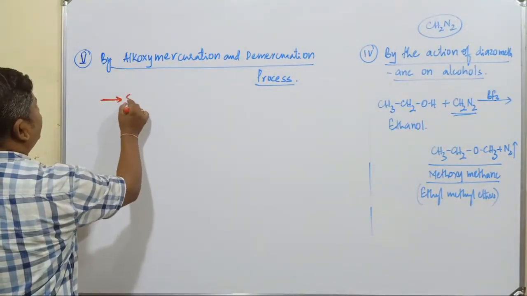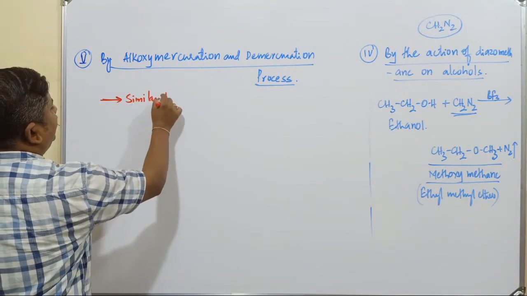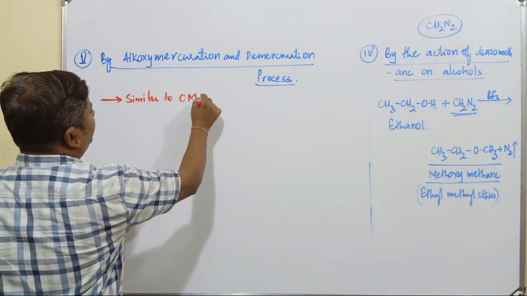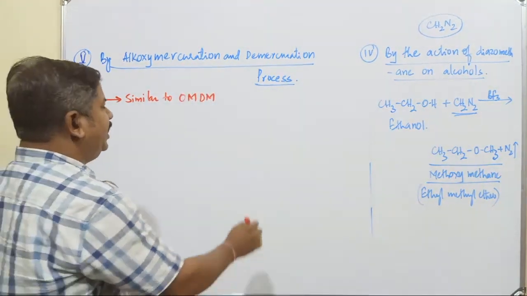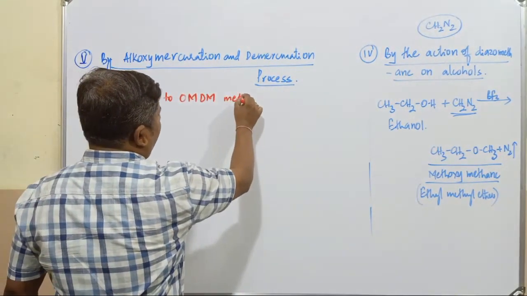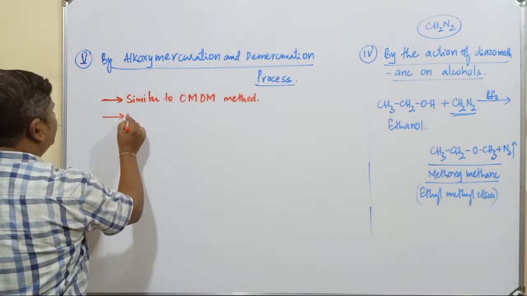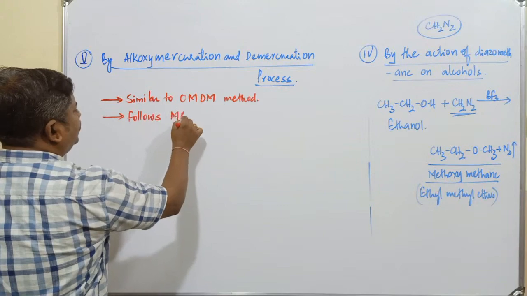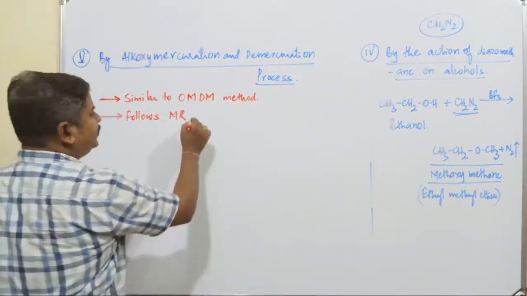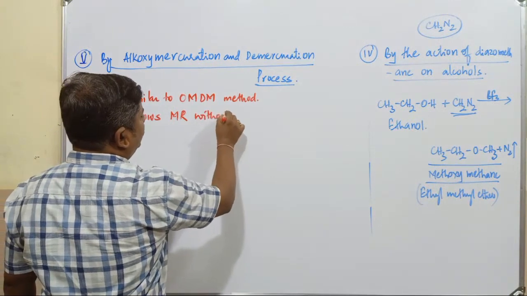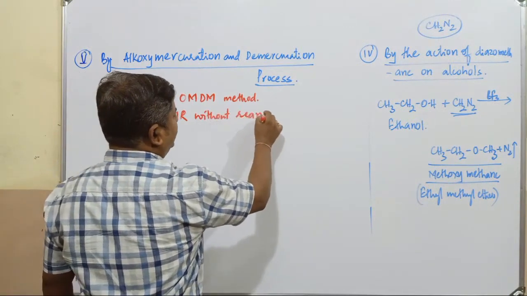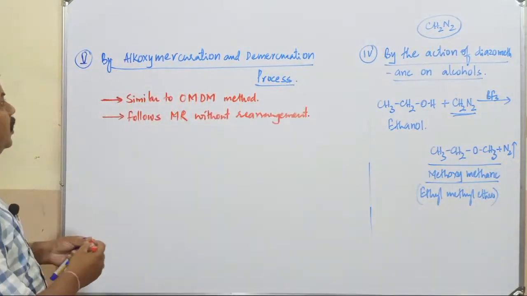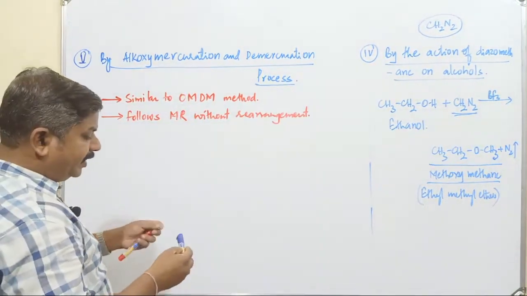Remember, this method is similar to the OM-DM method, oxymercuration demercuration method. If you remember that OM-DM method, then there is no difficulty here. This reaction follows Markovnikov's rule without rearrangement. It is known as alkoxymercuration and demercuration process.